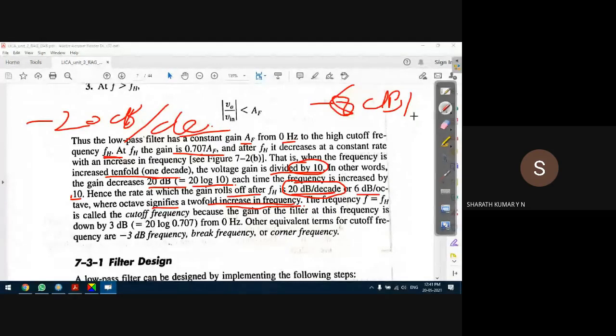I think earlier I also said it wrong. It is not 8 times. It is a twofold increase, double the frequency. And decade means a 10 times increase in the frequency.